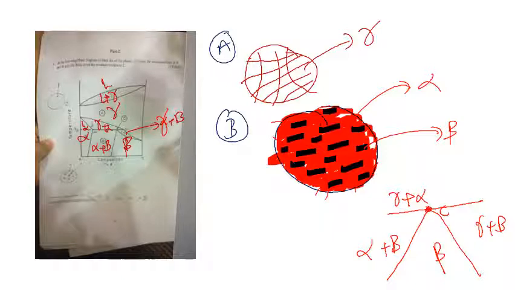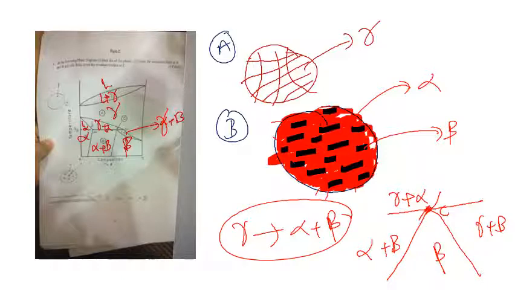From point C going upward, this is basically going to the composition percent of beta. At constant temperature, if I draw a line, it will look something like this. I notice that this gamma is converting directly to alpha plus beta. This is the reaction at point C.